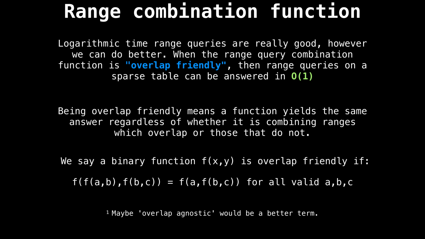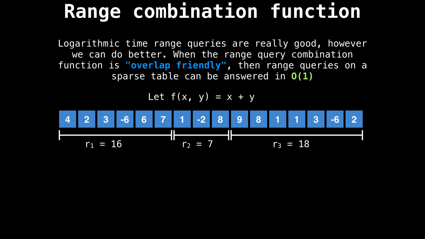A binary function f of x, y is overlap friendly if combining a with b, then b with c, and then combining the result of the two is the same as individually applying the binary function to each adjacent element pair in a sequence. Let's see an example.